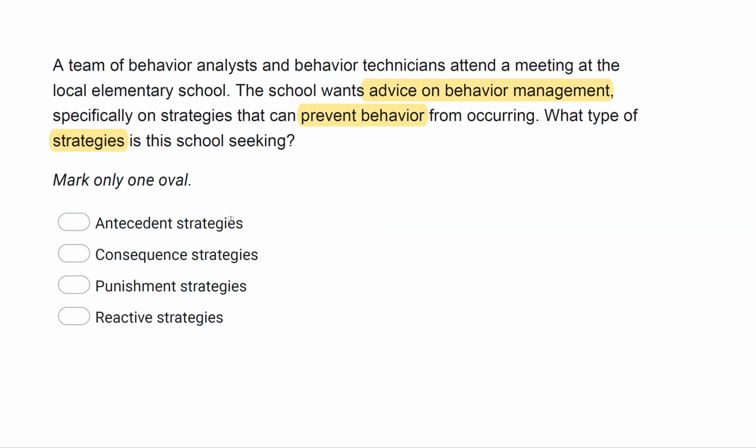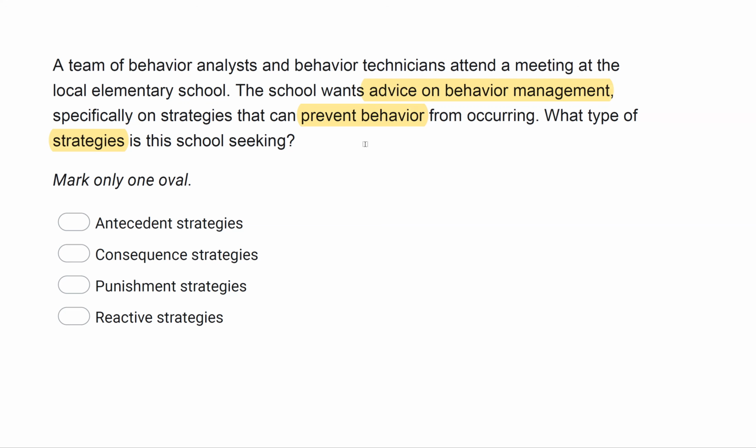So antecedent manipulation, environmental manipulation, non-contingent reinforcement, along those lines. B, consequence strategies are reactive. So the behavior occurs, we react with the consequence. We're not looking for reactive strategies. We're looking for preventative strategies.